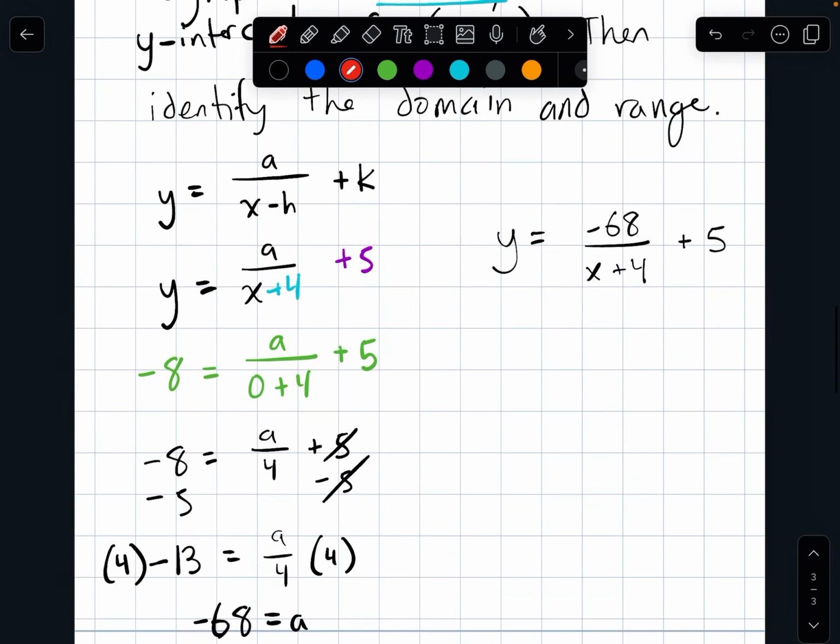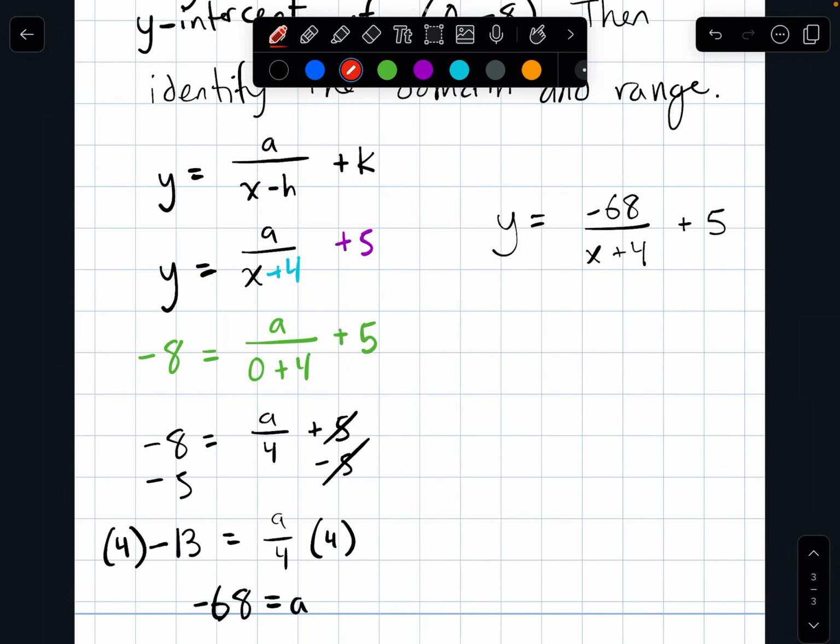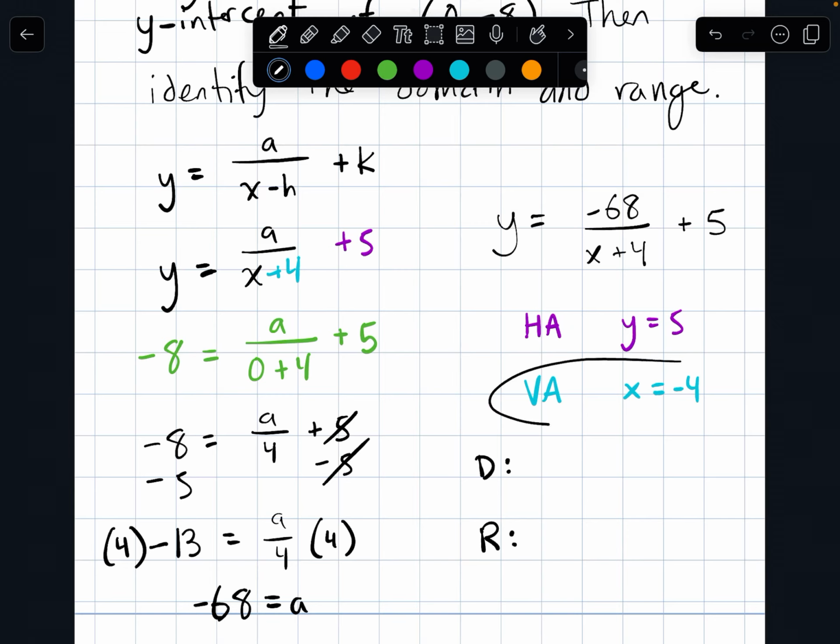So if we apply that same concept here to this problem, because we know the horizontal asymptote is y equals 5, and because we know the vertical asymptote is x equals -4, we can use this same logic to find the domain and the range. We don't even need to draw a picture, right? My domain has to skip over the -4, so I'm going from -infinity to -4, skipping over it, and then continuing on to the right to infinity.